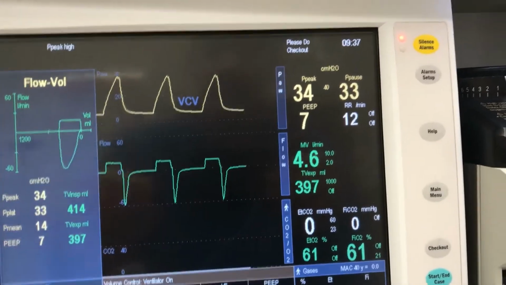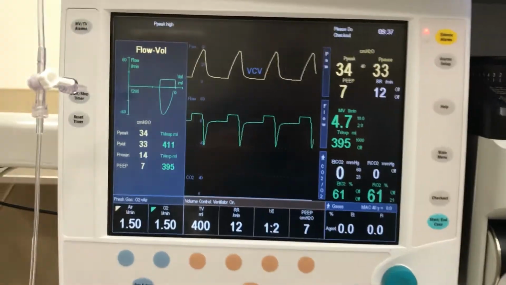The plateau pressure minus the PEEP will be our driving pressure, and that's the number that we want to keep kind of low.